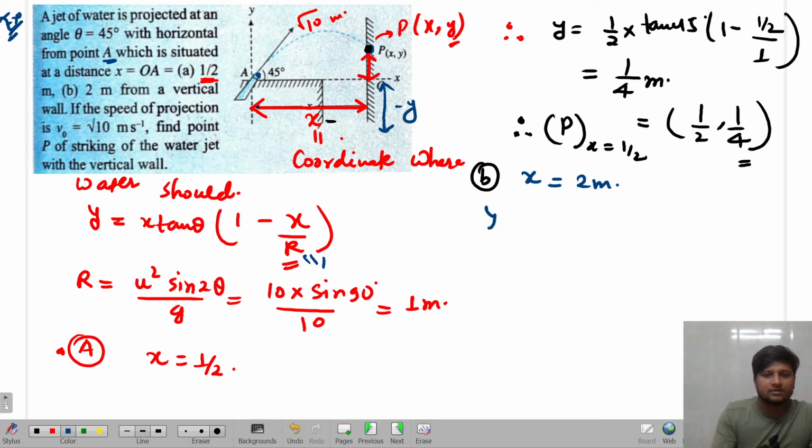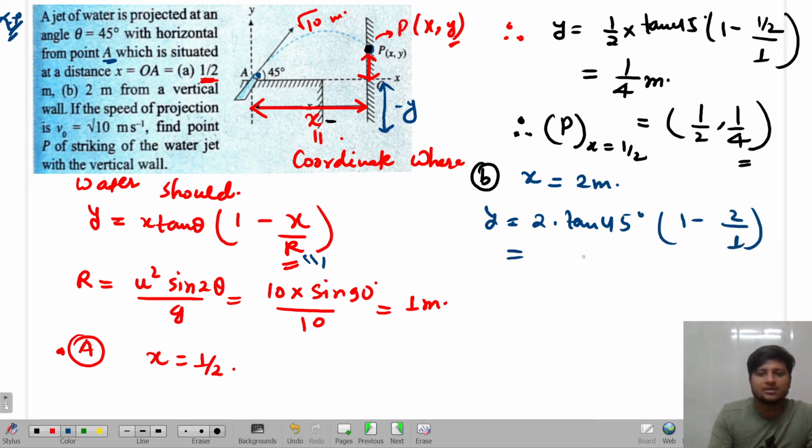So now look over here. y is equal to what? 2 into tan 45 again into 1 minus 2 by 1. Now what did you get as the relation? That it is equal to minus 2. Yes or no? I think y is equal to minus 2 you are getting. Now if y is equal to minus 2 meter, that means what? Where is the particle hitting?